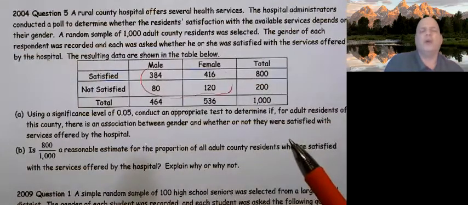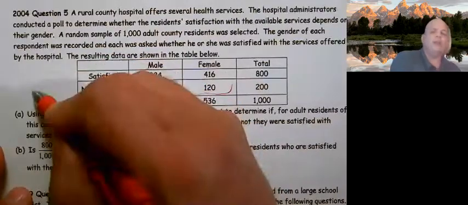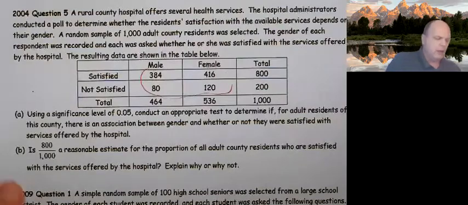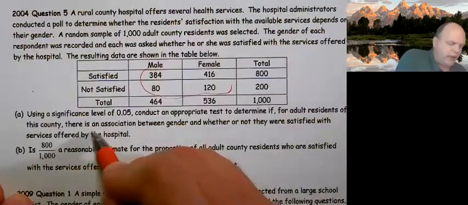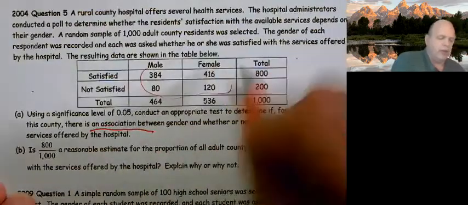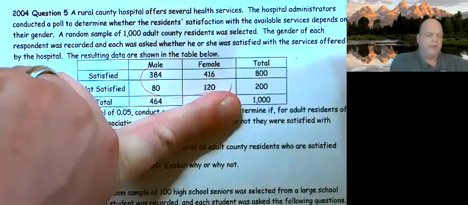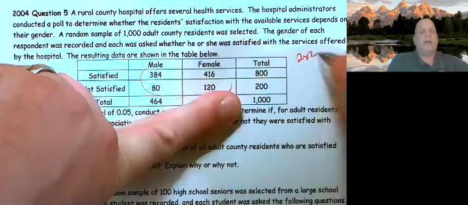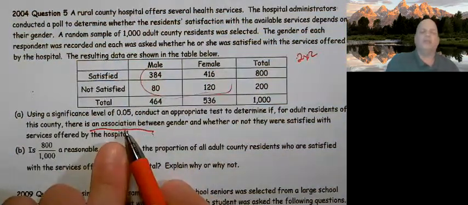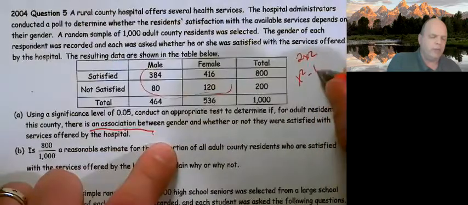So we need to read the question to see what it is, because this really is tricky. This could be done as a two proportion test, depending on what they ask. And they ask, is there an association? All right, we have a 2 by 2 matrix, and a 2 by 2 matrix could be proportions. Read the question. It says association. Guess what? Chi-squared test of independence.